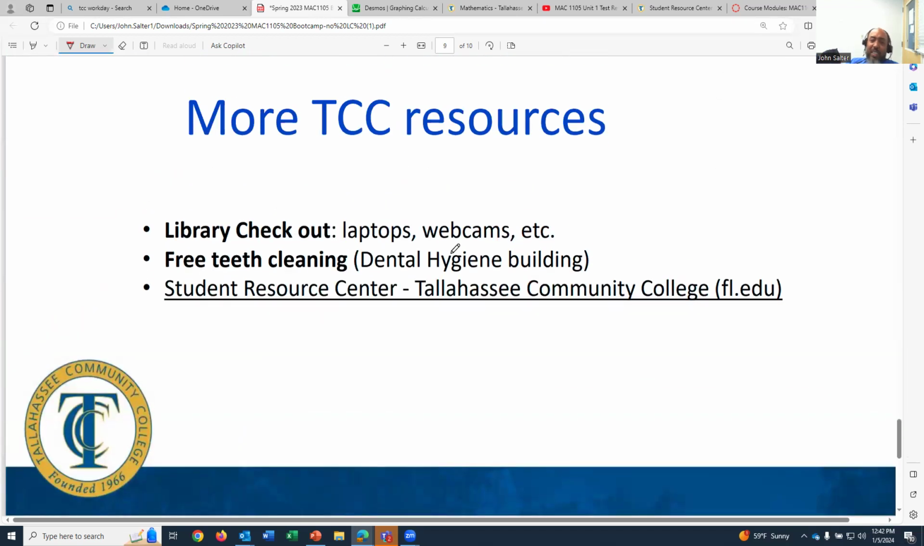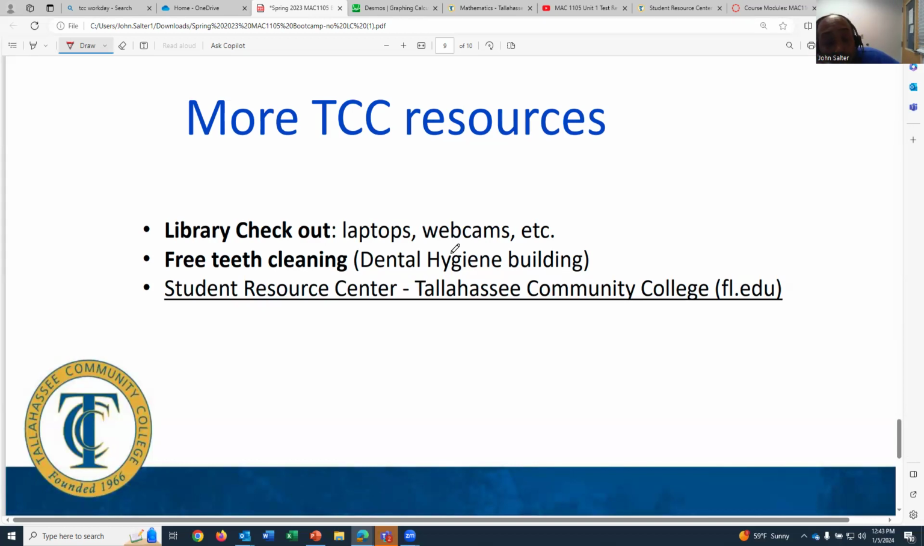All right, more TCC resources, and I'm kind of running low on time, so I'm gonna speak a little bit faster. Slow me down if you need to. Library checkout. Libraries have books. You all know this. College libraries have more than just books. We also can check out other things that you will need in order to do well in this school, which is things like devices, computers, laptops, webcams, and sometimes even scientific calculators I told you was $180.